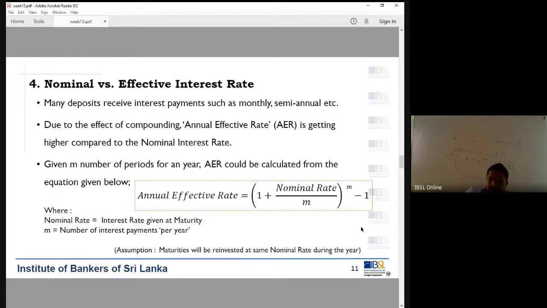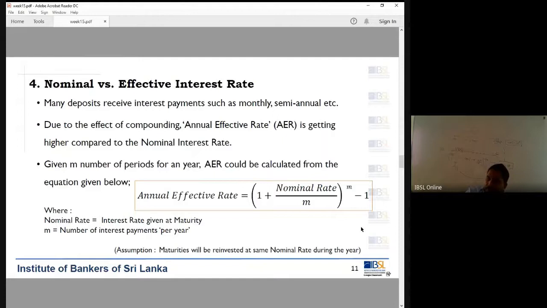Given m number of periods for a year, be careful here. m is a number greater than 1, obviously, because we are going to observe a monthly, quarterly or semi-annual kind of cash flow first. Then we will discuss the opposite side, don't worry. So given m number of periods for a year, AER can be calculated from the equation given below.